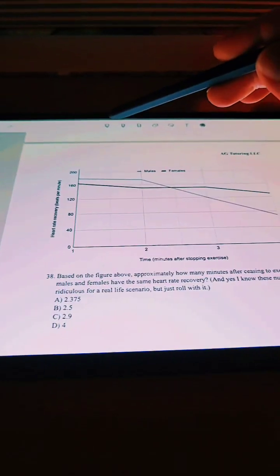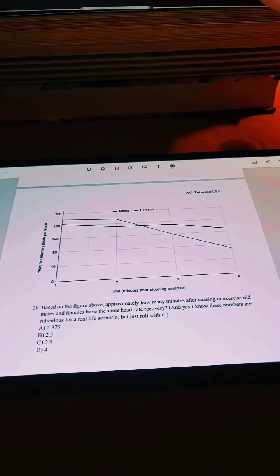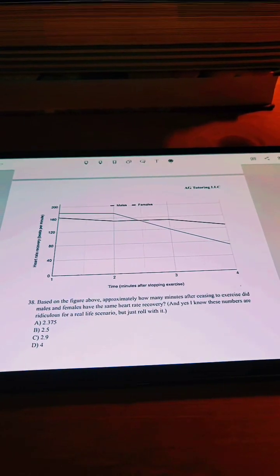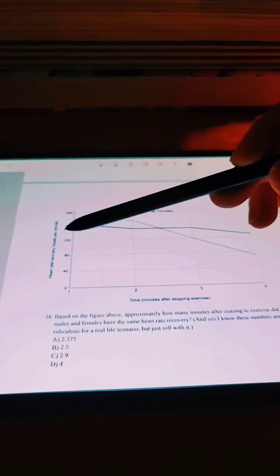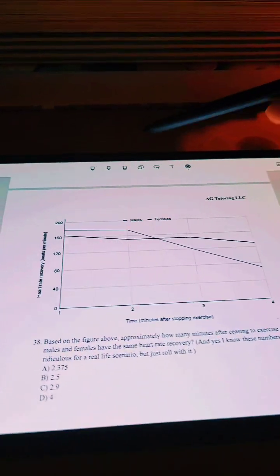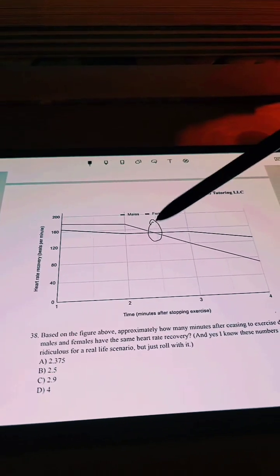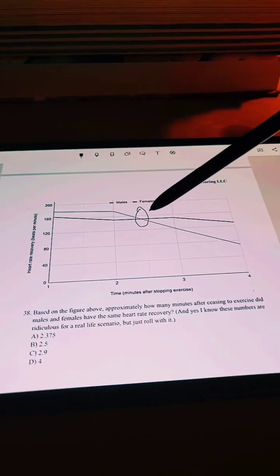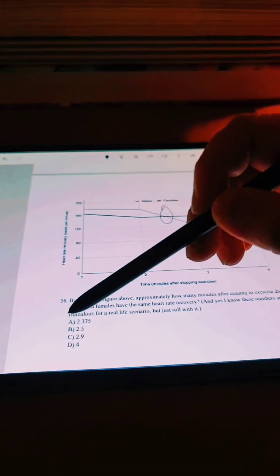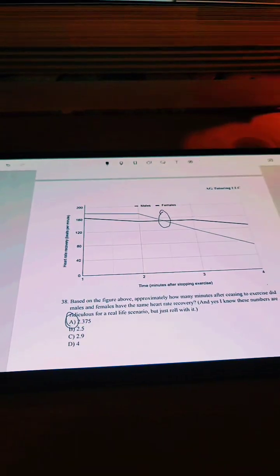Okay, so let's go to the next one. We have this figure that we're referring to above, and approximately how many minutes after ceasing to exercise did males and females have the same heart rate recovery? So let's see, heart rate recovery, and then males and females. We want it to be the same heart rate recovery, so they have to be meeting right here. Then we have to see what time that aligns with, how many minutes after exercising. That would be a little bit before 2.5. So let's go with whichever one says that, which would be A.